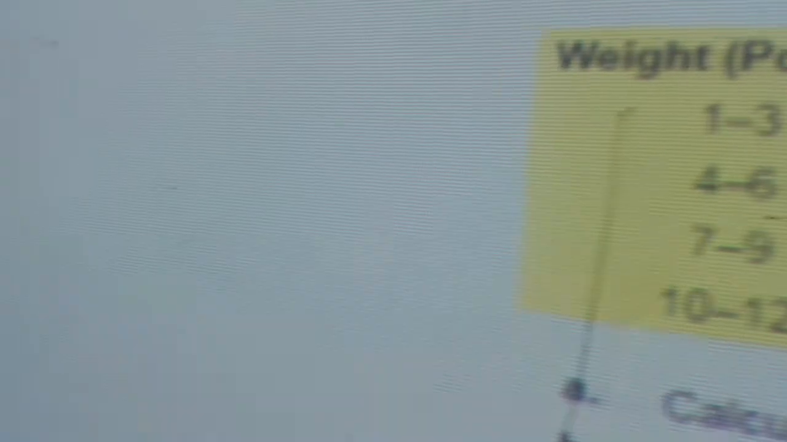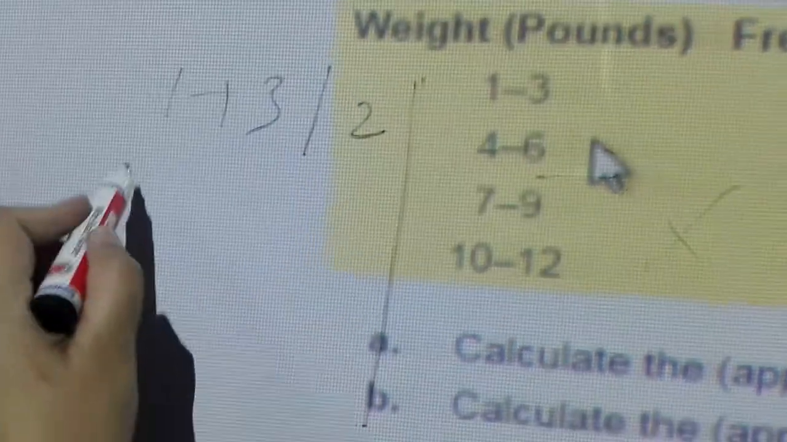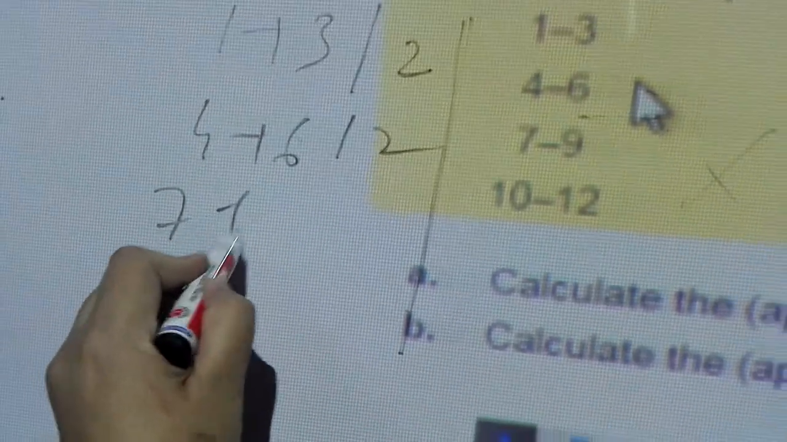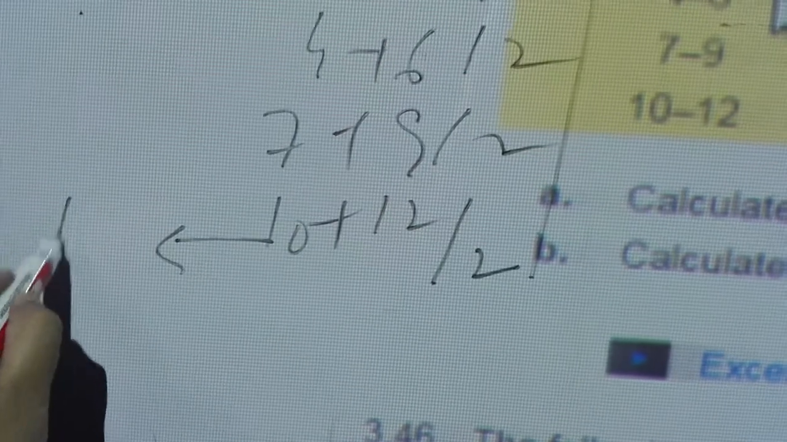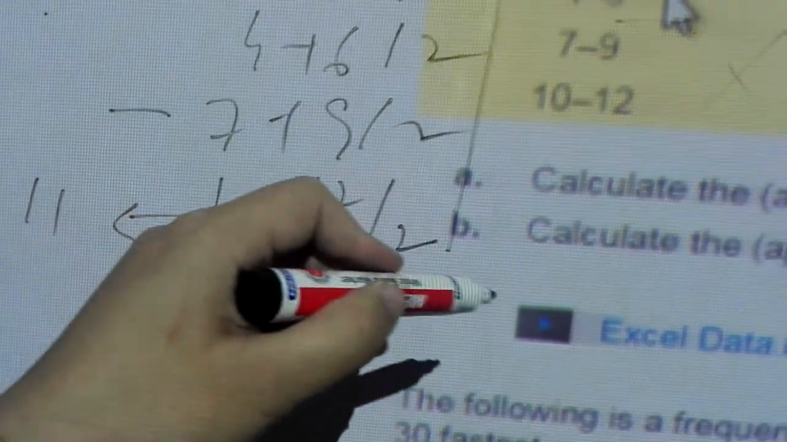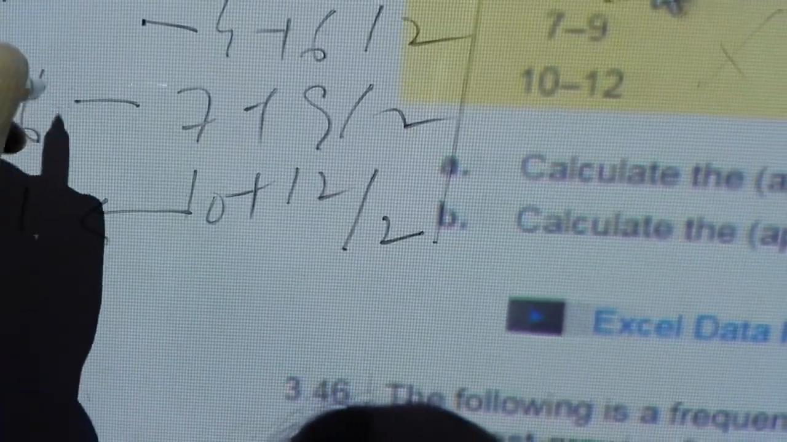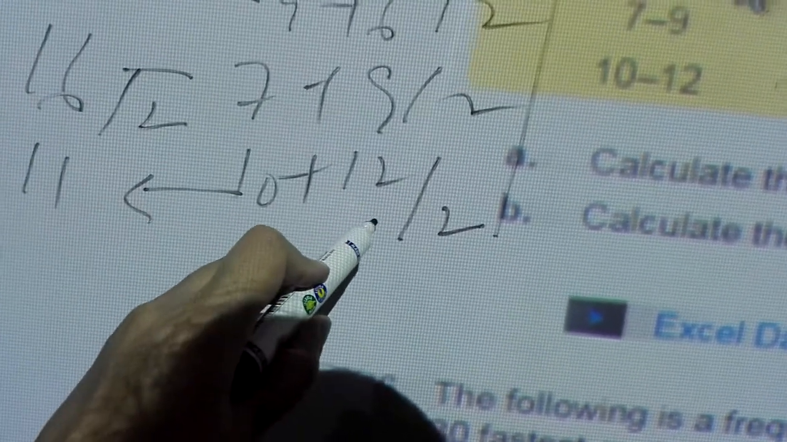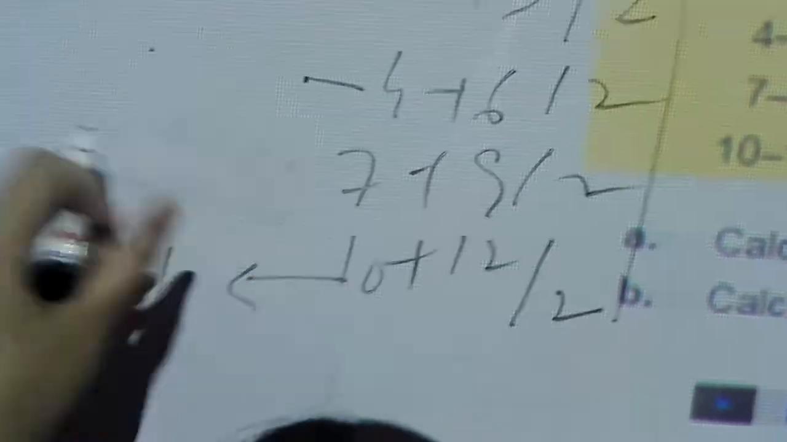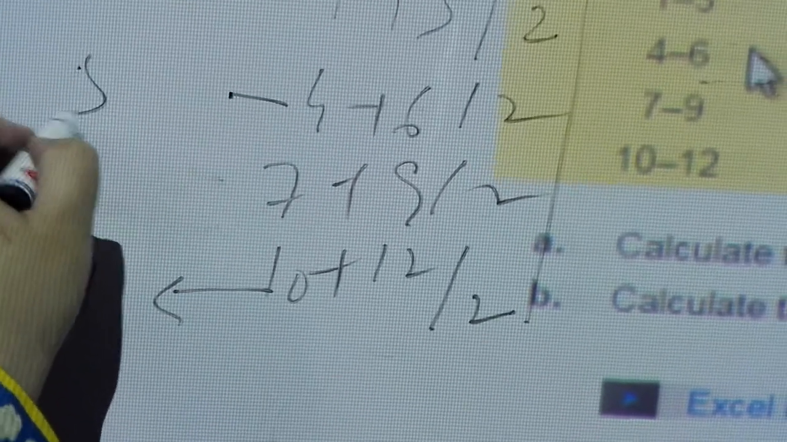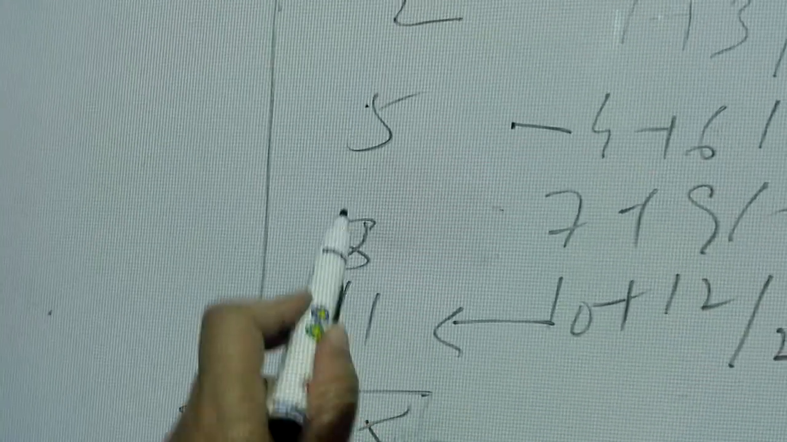So it's going to be something like, my marker is not working, I'm really sorry for this, but 1 plus 3 divided by 2, 4 plus 6 divided by 2, 7 plus 9 divided by 2, and 10 plus 12 divided by 2, right? So this would give you 2, this would give you 5, this would be giving you 8, and this would give you 11. So you add them together, 2, 7, 15, 26. And there are 4 values approximately.